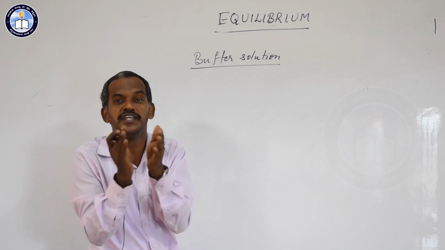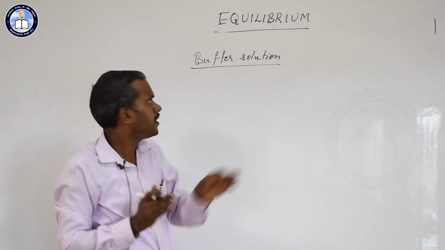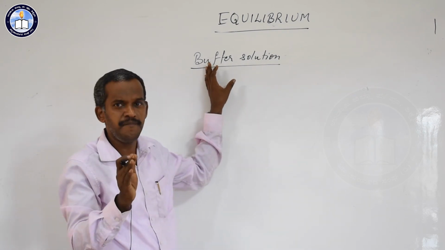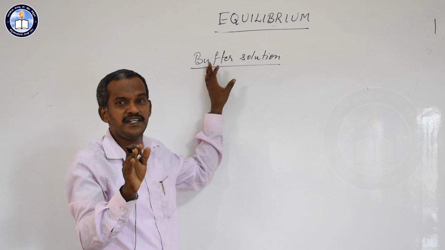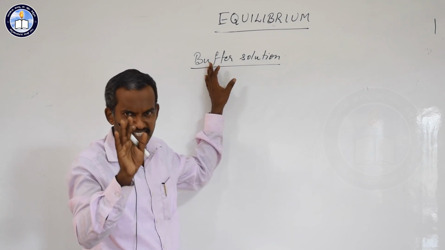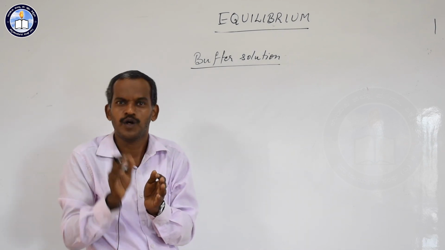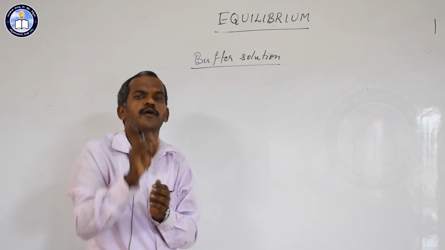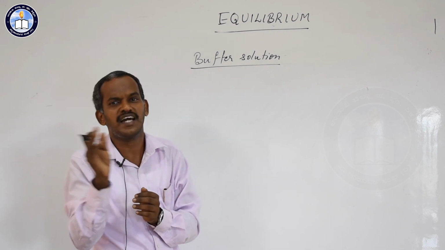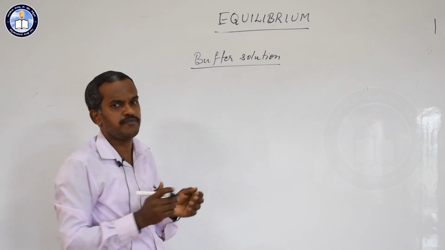There is no change in the pH value. Such solutions we call buffer solutions. I repeat, a buffer solution is a solution which can resist the change in pH on dilution or when a small amount of acid or alkali is added to it. Okay, now we have to understand that there are different types of buffers.